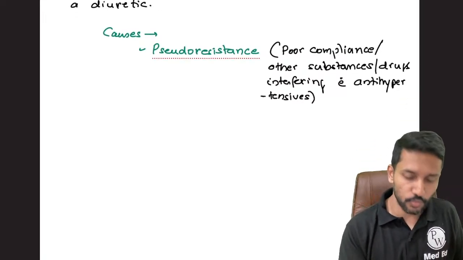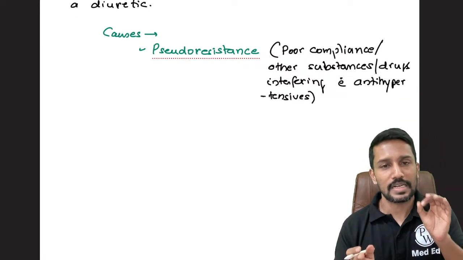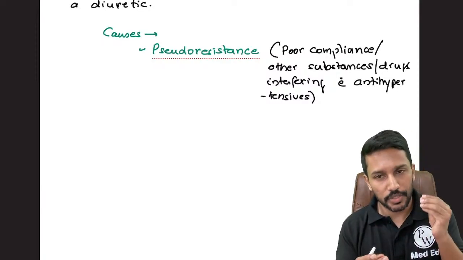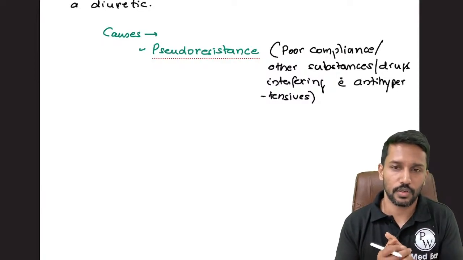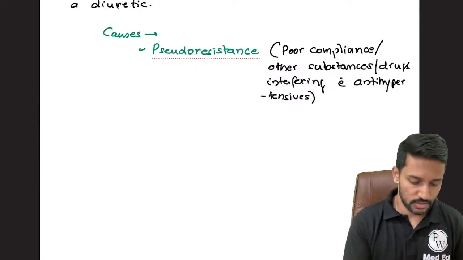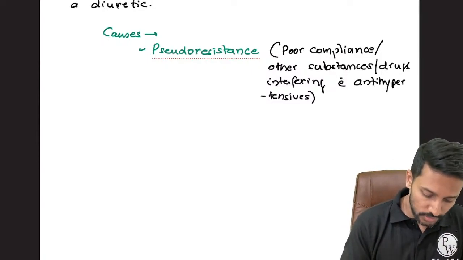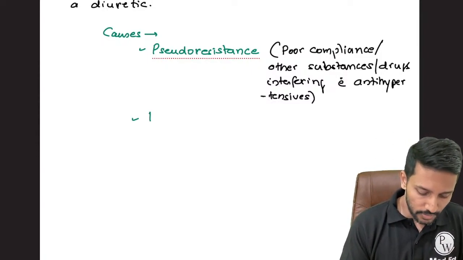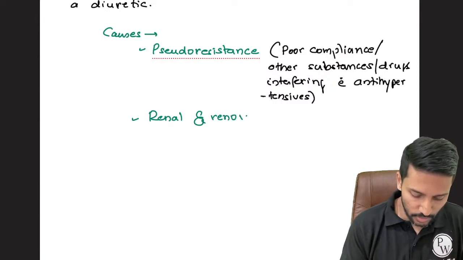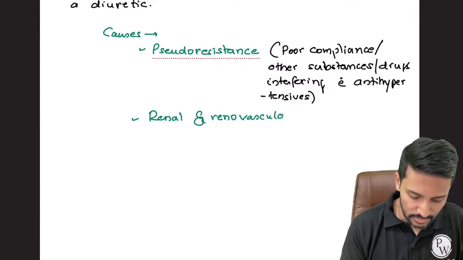Okay, so step number 1, when we have resistant hypertension, try to rule out pseudo resistance. Take a good history, understand whether the patient is consistent with medications or not. Once you have ruled out pseudo resistance, then start thinking about true resistance. So when we have true resistance, what other causes can I think of? Renal and renovascular causes, which is nothing but your kidney diseases.